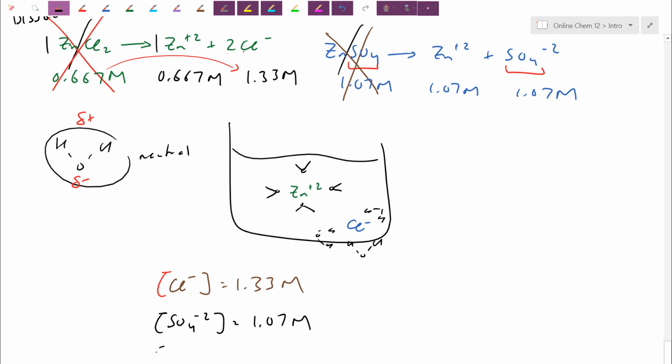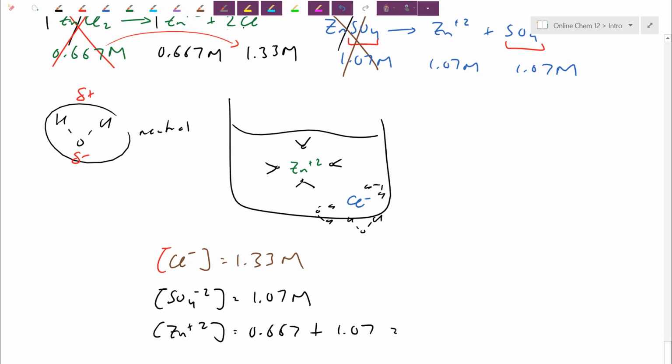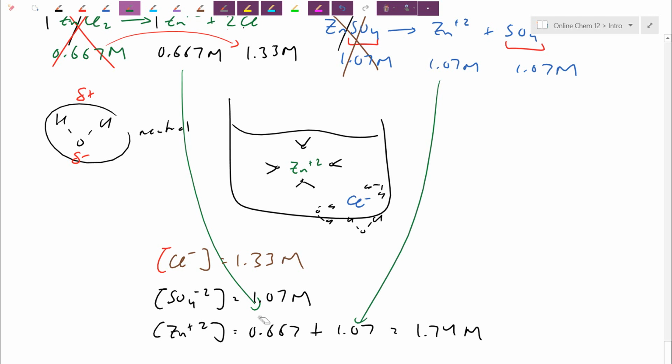The zinc is a little bit problematic because the zinc came from both solutions. 0.667 came from the first solution, and 1.07 came from the second solution. Long story short, you just add the concentrations. This one becomes 1.74 molar, because the zinc came from both the first solution and the second solution. That should seem a little strange, because let's imagine the zinc was orange juice. You take one orange juice and mix it with another orange juice. What the math is seemingly saying is the sweetness of one orange juice adds to the sweetness of the other, and now the orange juice is even more sweet. That's sort of what we're saying here.